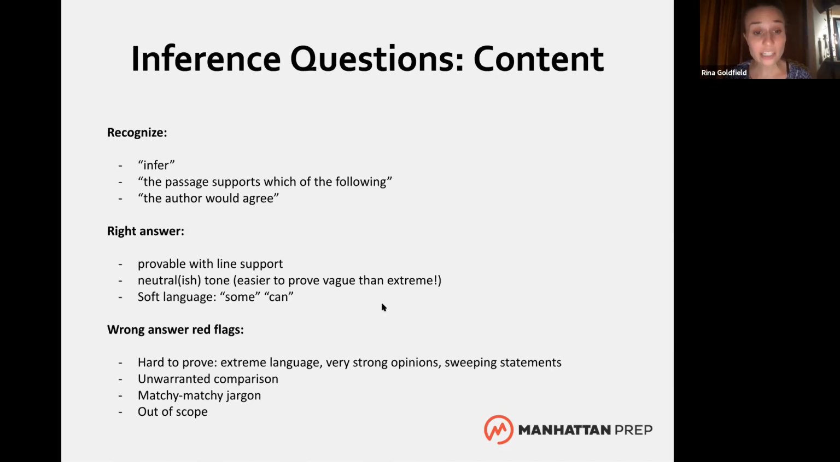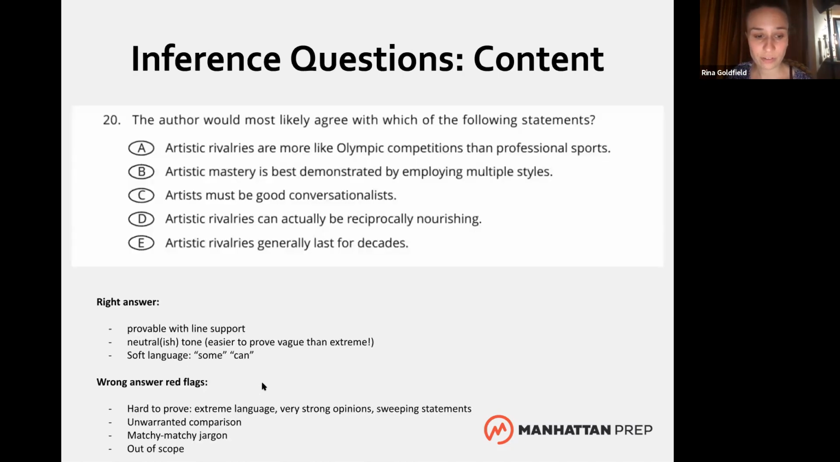So again, I'm going to show you a sample question without the passage. I'll give you guys 2 minutes and send to everyone: what are you going to red flag and what are you going to green flag here? 2 minutes, go for it.